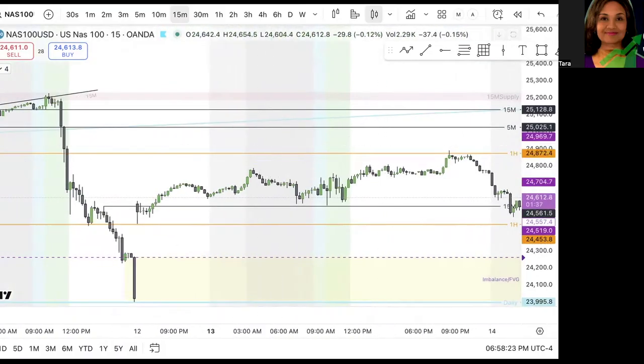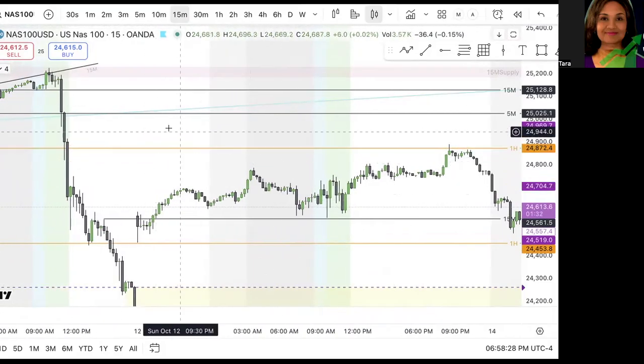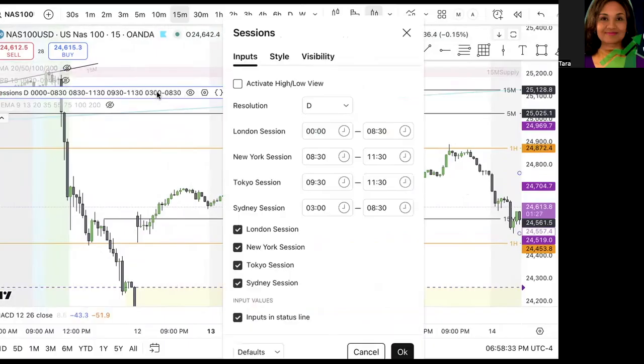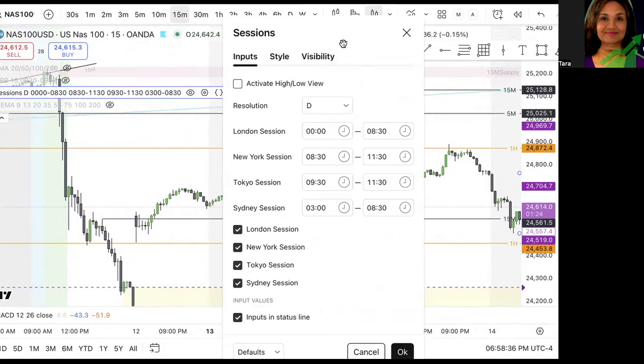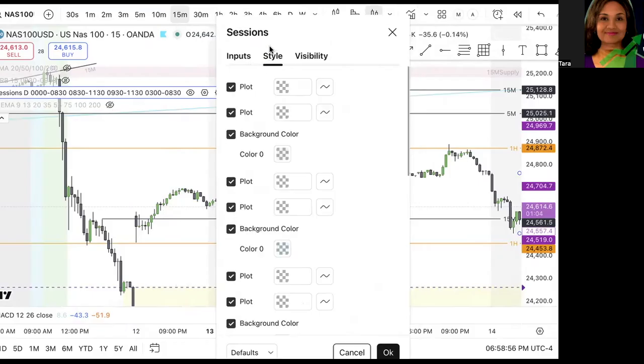And so I'll show you a picture of the inputs for this. If you like the way that my chart looks, you can set yours up the same way. I'll leave it here, and if you'd like, you can take a screenshot so that you can see how it looks and mark yours in the same fashion. You can see you're able to change the times here. And you're going to click all these sessions here. And then for style, you're going to decide on your colors.